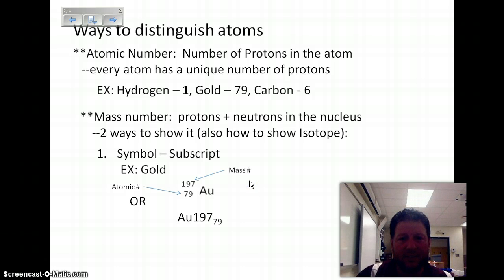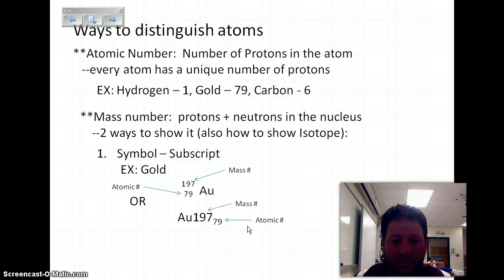Now what does that mean? Well, that means 79 protons, and the mass number is 197. So how many neutrons do we have? Well, that's simple. Subtract 79 from 197, and that will tell you the number of neutrons. So that's one way to show mass number. Another way to show mass number is Au, which is the symbol, 197, which is the mass number, and then subscript 79, the atomic number.